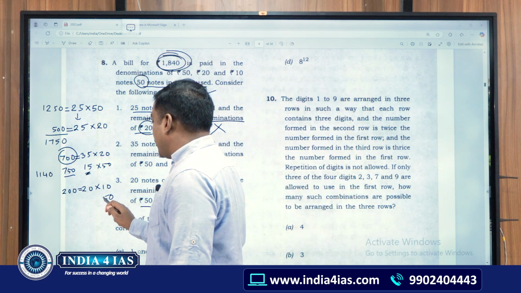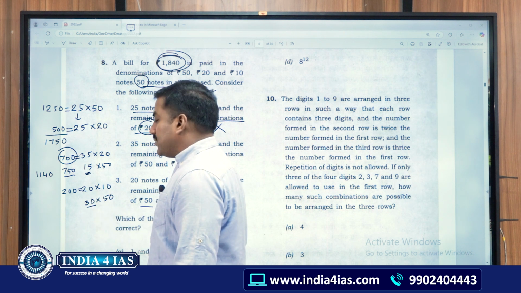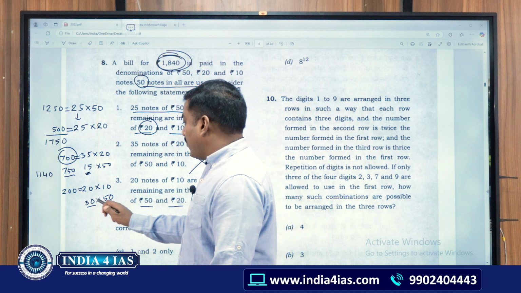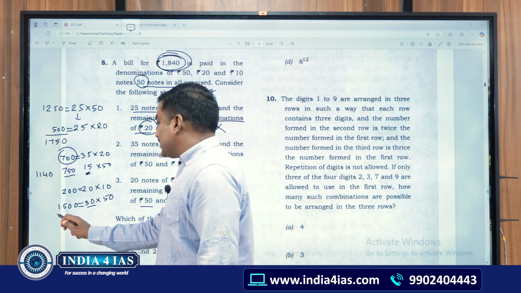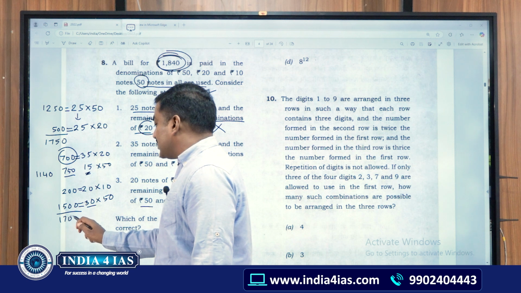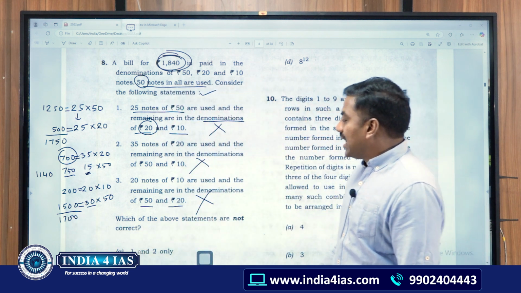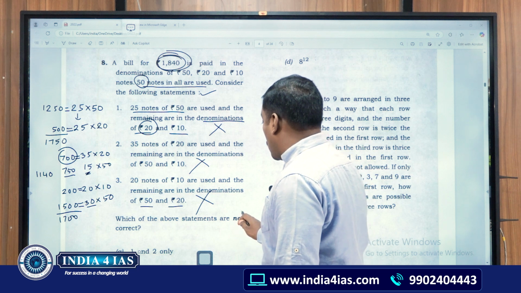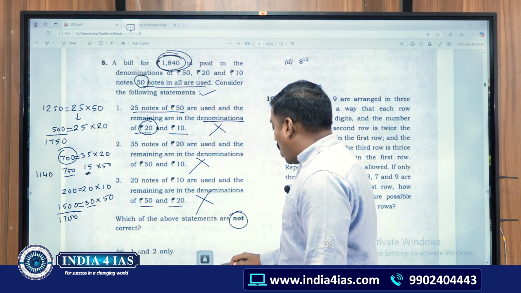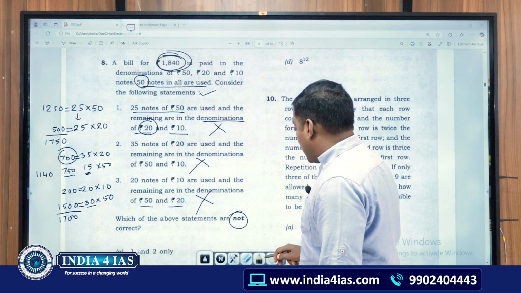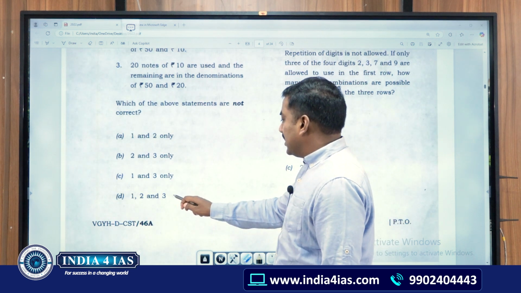So I'll use 50 rupees wala. So let's say 30 notes because 20 are already there. Maximum that I can use is 30. 30 into 50 is 1,500. So 200 plus 1,500, again it will give us 1,700 only. Even this is not possible. So they are asking which of the following statements are not correct. Here you have to be extra careful. Not correct means all of them are not correct. So the answer is this one.